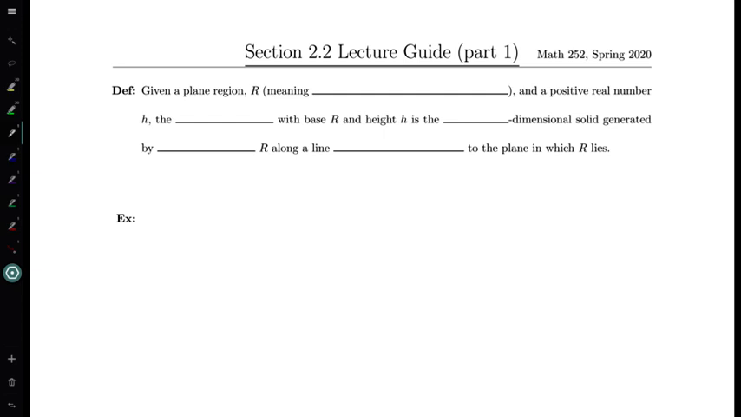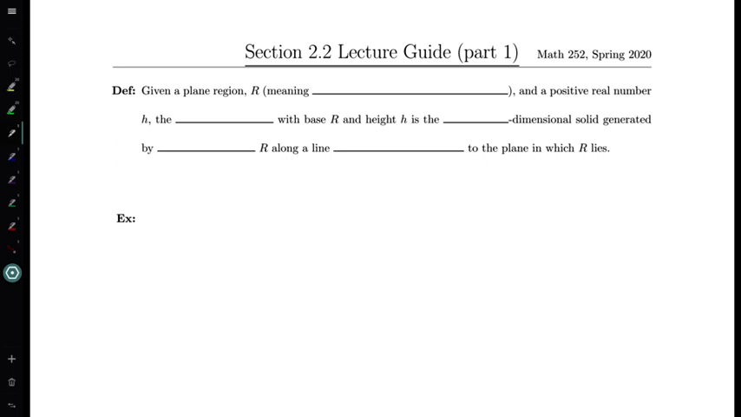All right, welcome to section 2.2. In this section, and for a large part of the remainder of this chapter, we're going to be talking a lot about computing volumes now. So previously we were talking a lot about areas and how to compute areas of two-dimensional regions, and now we're going to increase the dimension by one and start thinking about how to compute volumes of three-dimensional regions.